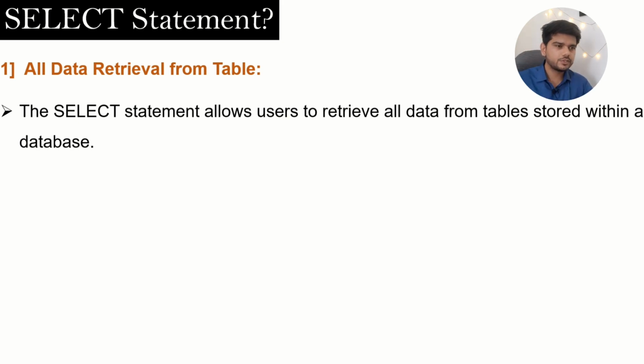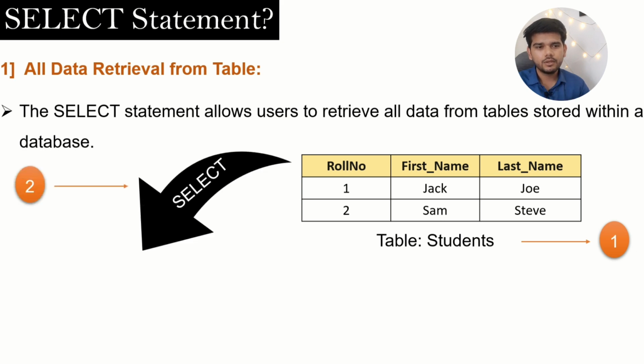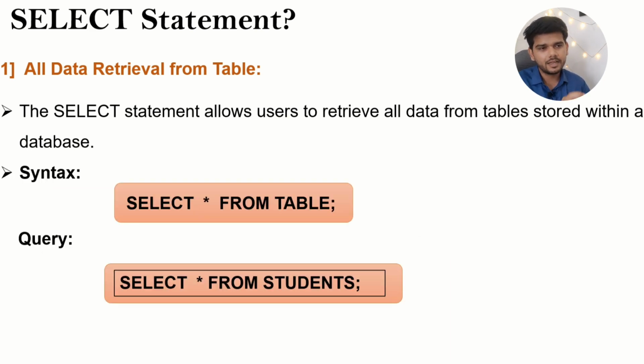Let's take an example of a student table, and here we can see there are 3 columns. The student table contains 3 columns and 2 rows of data. If you want to fetch all the data present inside this table, how will we do it? With the help of the select statement, we will get the required data. That means all the data we can fetch with the help of the select statement. The syntax for the same is select star from the table.